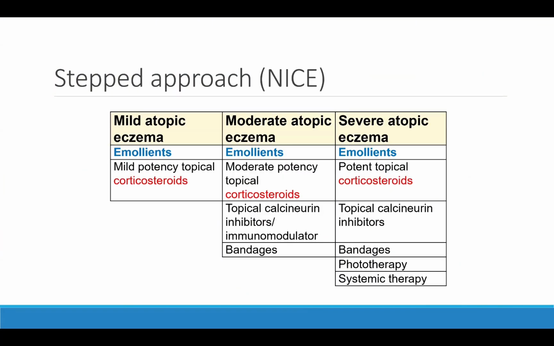This is the stepwise approach, which is recommended by the NICE guidelines. In mild atopic eczema, you rely more on emollients as well as the use of mild potency topical steroids. In moderate disease, once again, emollients is the mainstay, but you also start looking at moderate potency topical steroids, topical calcineurin inhibitors or immunomodulators, as well as bandages or wet wraps. In severe disease, besides using emollients and adding on potent topical steroids, you also think about topical calcineurin inhibitors, bandages, and then you have the role of phototherapy or systemic therapy.